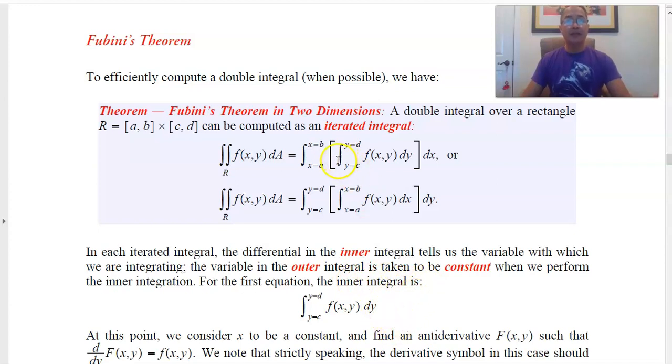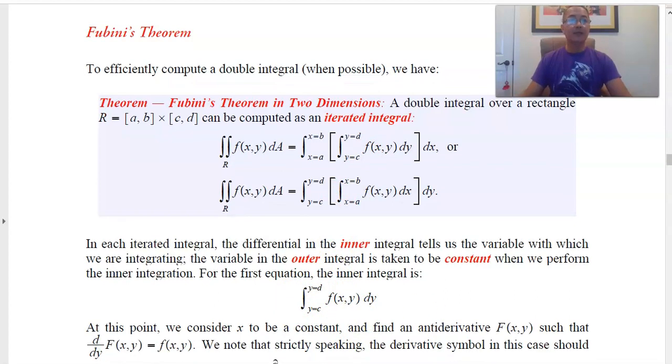Okay, so I extracted the inner integral in the first equation here. And what we have to do is find an antiderivative. Except this time, we have 2 variables. So instead of little f of x, we have capital F of x,y. But since the differential is dy, what we want is an antiderivative so that when we take the derivative with respect to y of this function, you'll get little f of x,y.